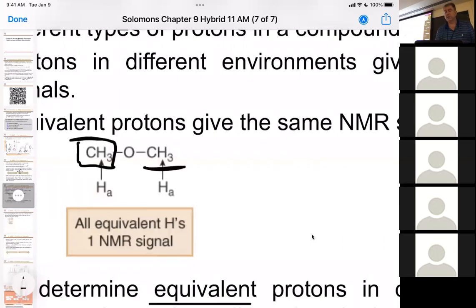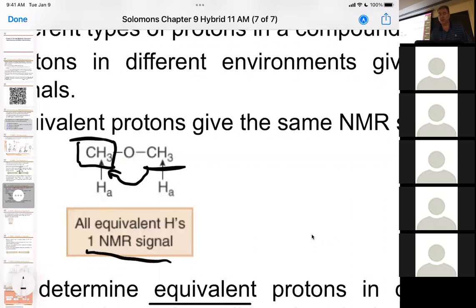Now let's look over here. We have 3 hydrogens bonded to a carbon, bonded to an oxygen. So all 3 of those hydrogens have the same electronic configuration, and it happens to be the exact same configuration as that. We're just looking at the bonds that we see, right? So in this case, we have 1 NMR signal, even though we have 2 different carbons. We have 2 carbons, but all those hydrogens are in the same electronic configuration.